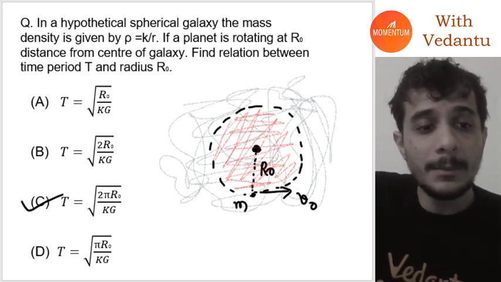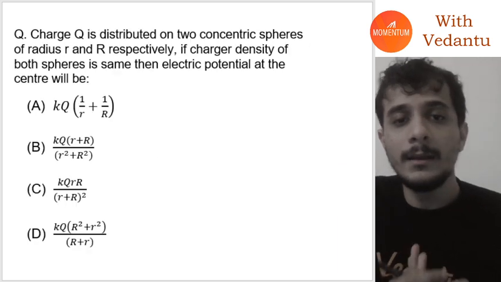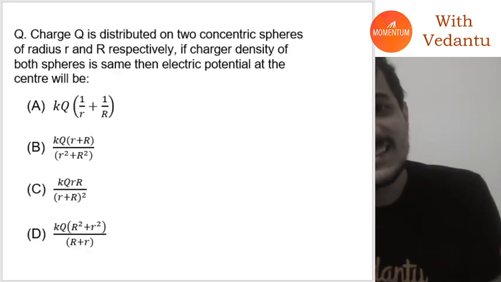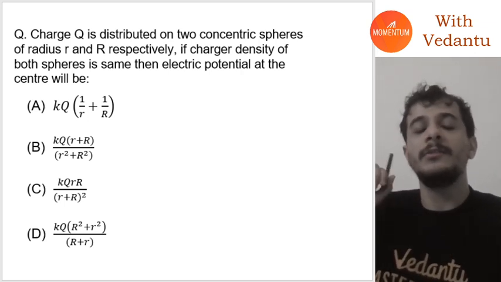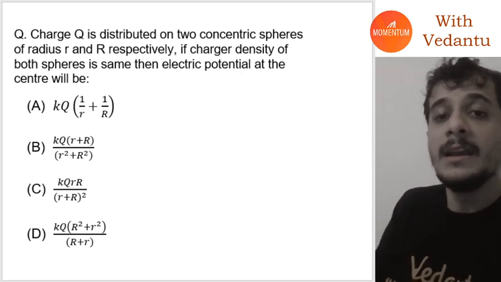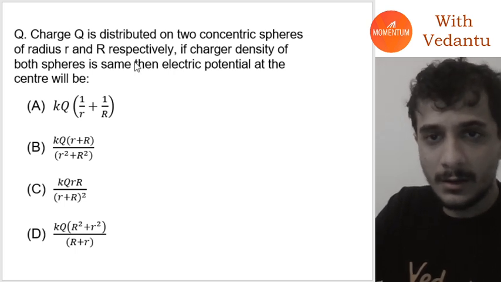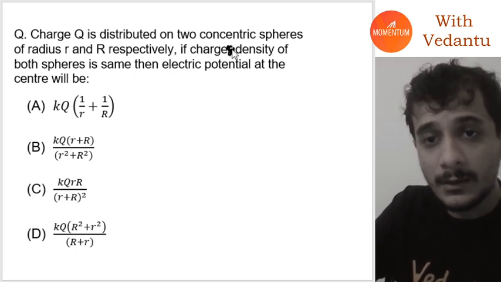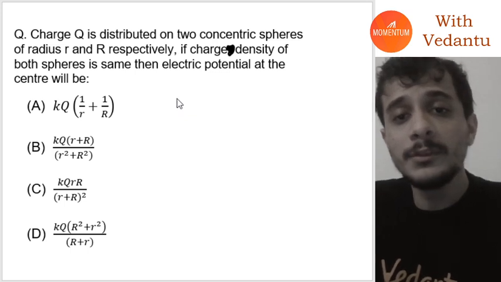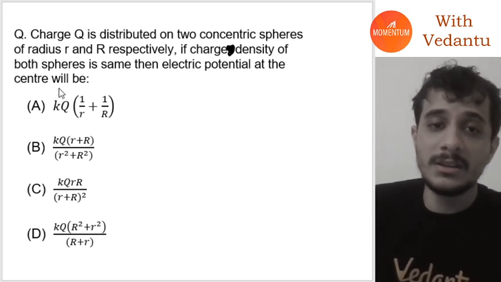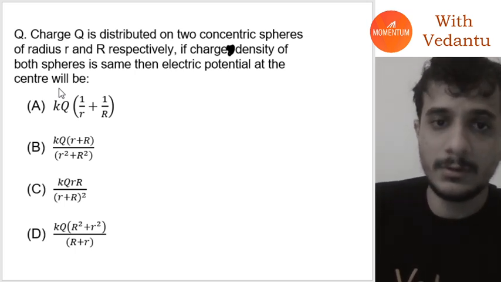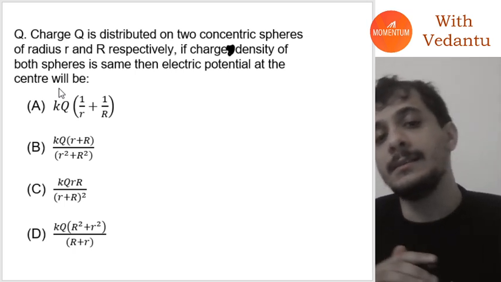Easy peasy. Okay, so next, I have a charge q distributed on two concentric spheres of radius r and R respectively. If the charge density of both the spheres is the same, then you have to find the electric potential at the center.